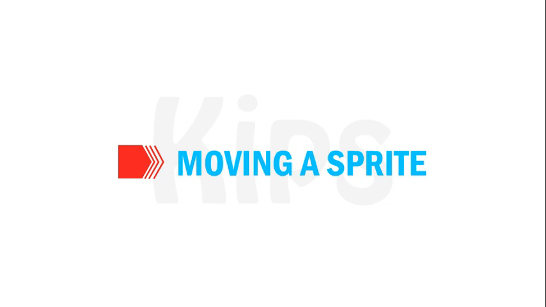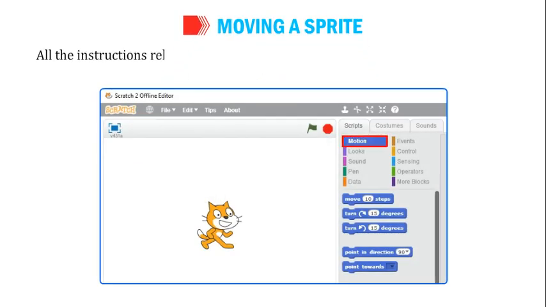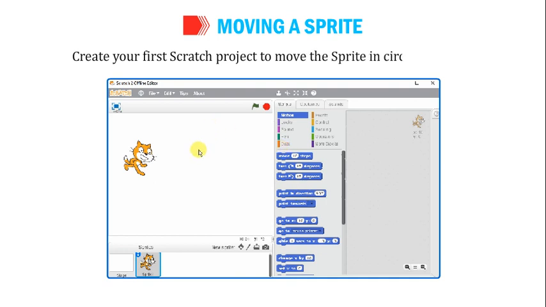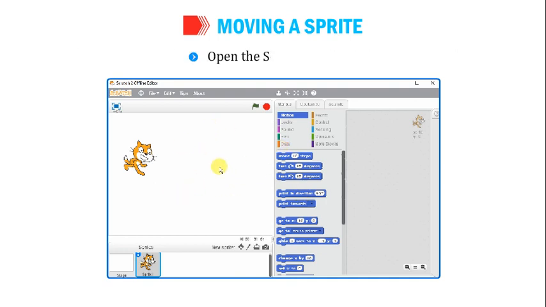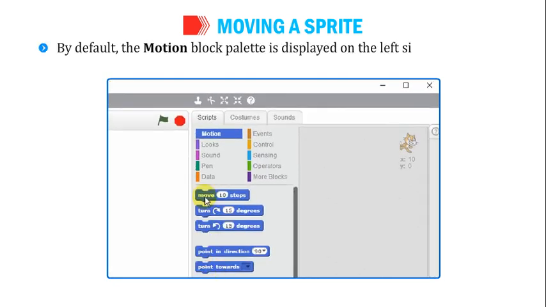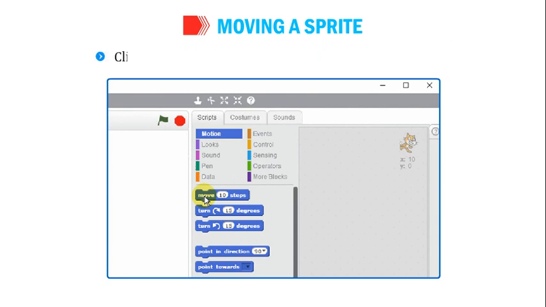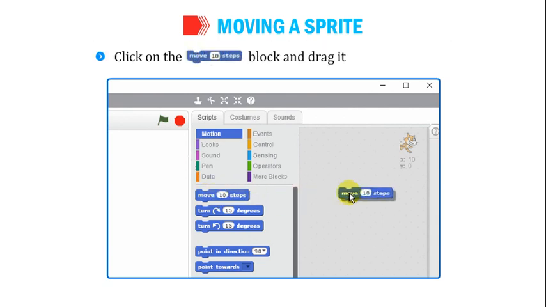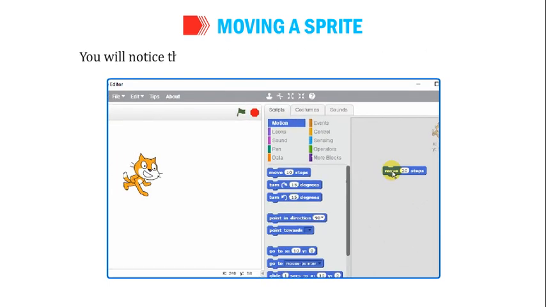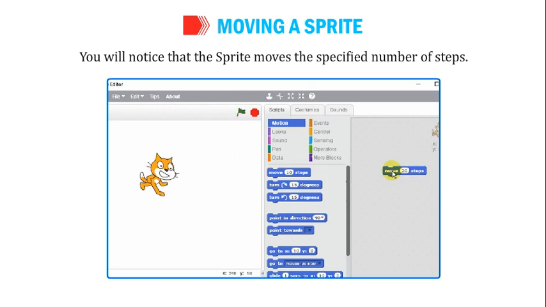Let's quickly learn about moving a sprite. All the instructions related to the movement of sprite are given under the motion block menu. Create your first Scratch project to move the sprite in circular motion. Open the Scratch window. By default, the motion block palette is displayed on the left side of the Scratch window. Click on the Move 10 Steps block and drag it to the script area. Change the step number from 10 to 20 by typing in the number box. Click on the block. You will notice that the sprite moves the specified number of steps.